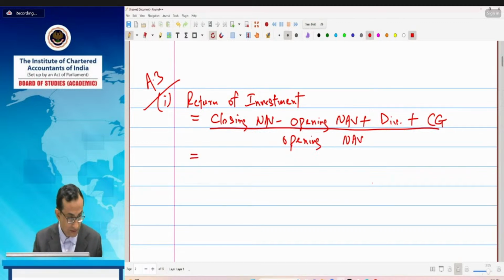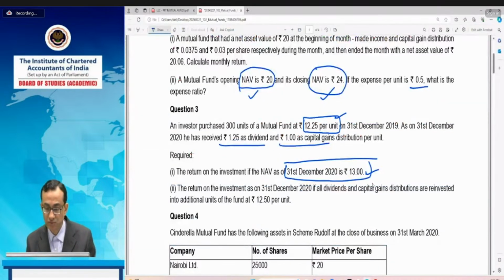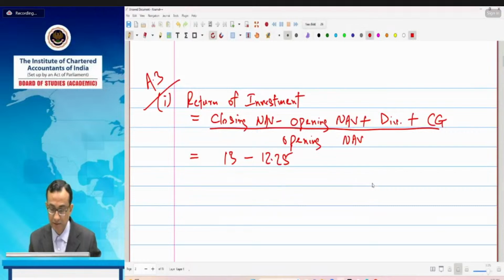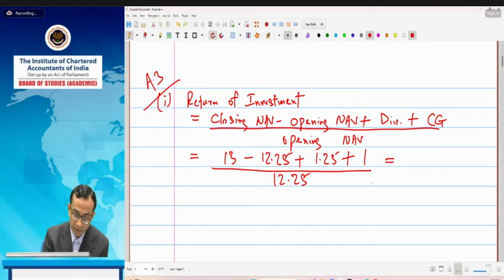So closing NAV is given as 13 minus opening NAV 12.25. It is given in front of you, that is opening NAV, 12.25, closing 13 is given, 1.25 as dividend and 1 as capital gain. So plus 1.25 plus 1 divided by opening NAV, which is 12.25. Let us calculate this. It's coming to 24.49.